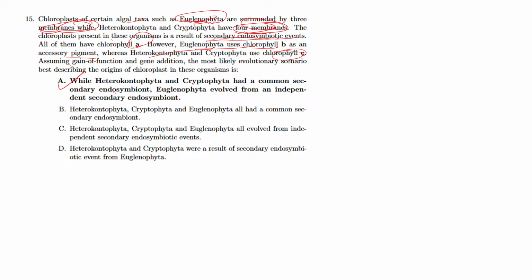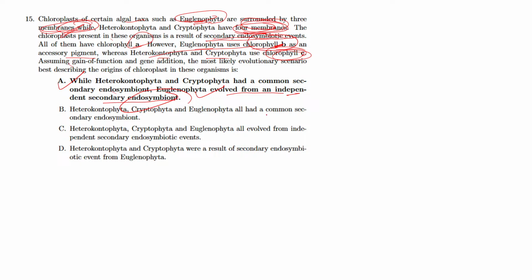Again, I am saying Euglenophyta evolved separately because it has a different membrane structure and depends on a different type of chlorophyll. Euglenophyta uses chlorophyll B as an accessory pigment, but these two algae use chlorophyll C and have a four-membrane structure. So they are not related to each other. They come from a different lineage, and each evolved from an independent secondary endosymbiont. So this option is correct.